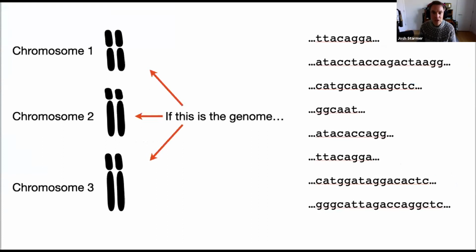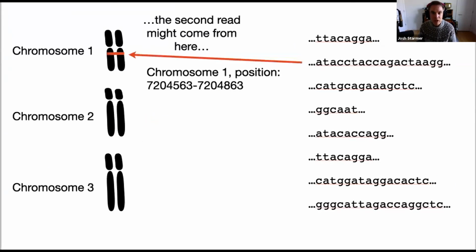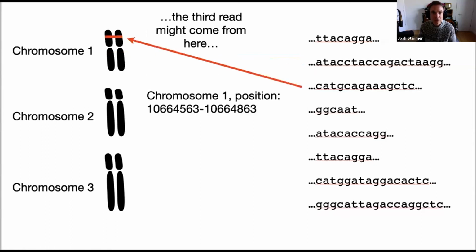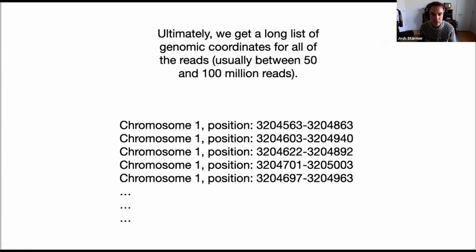If this is the genome, and we just have 3 chromosomes in this small genome, then the first read might come from here, which is a location on chromosome 2. And the second read might come from here, which is a location on chromosome 1. And the third read might come from here, which is another location on chromosome 1, etc. Ultimately, we get a long list of genomic coordinates for all of the reads, usually between 50 and 100 million reads.